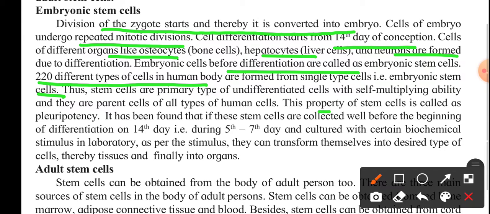Further, the property of the stem cell is called pluripotency. It has been found that if these stem cells are collected well before the beginning of differentiation on the 14th day, that is during the 5th to 7th day, and cultured with a certain biochemical stimulus in the laboratory, then as per the stimulus, they can transform themselves into the desired type of cells, thereby tissues and finally into organs.